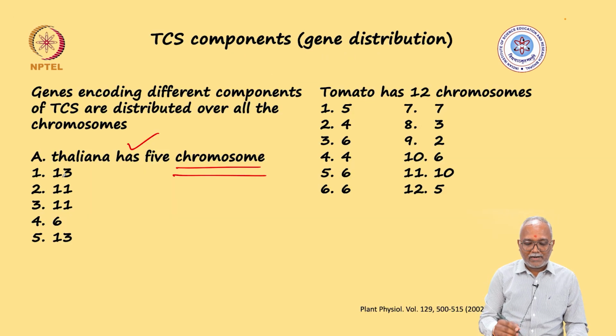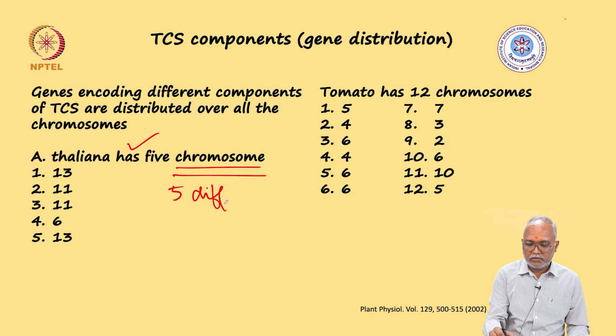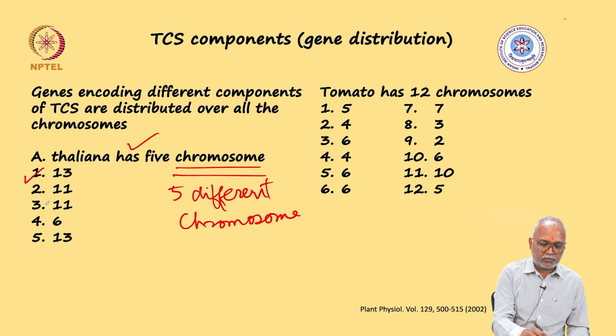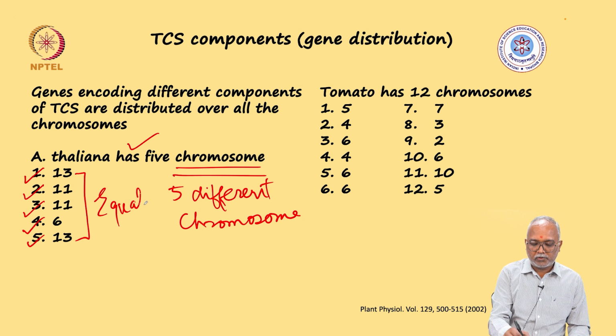When people have analyzed the distribution of these genes over different chromosomes, we know that Arabidopsis has 5 different chromosomes, and the numbers here on the left are chromosome 1, chromosome 2, chromosome 3, 4 and 5. You can see that almost equal distribution seems to be there on each of the chromosomes.